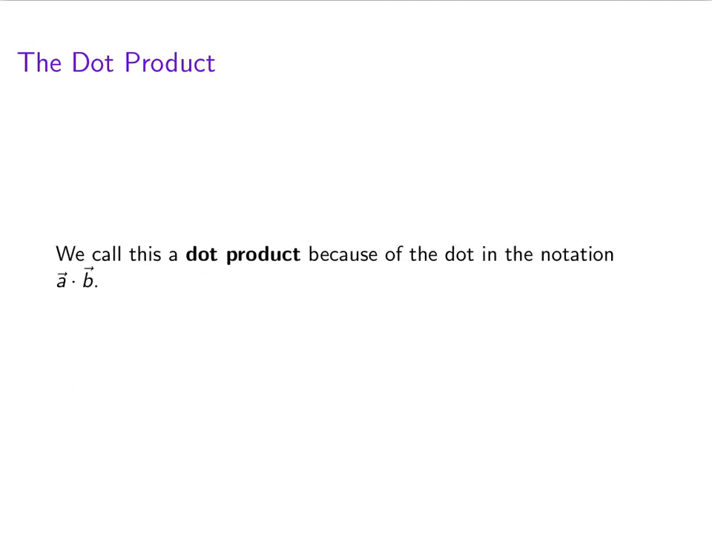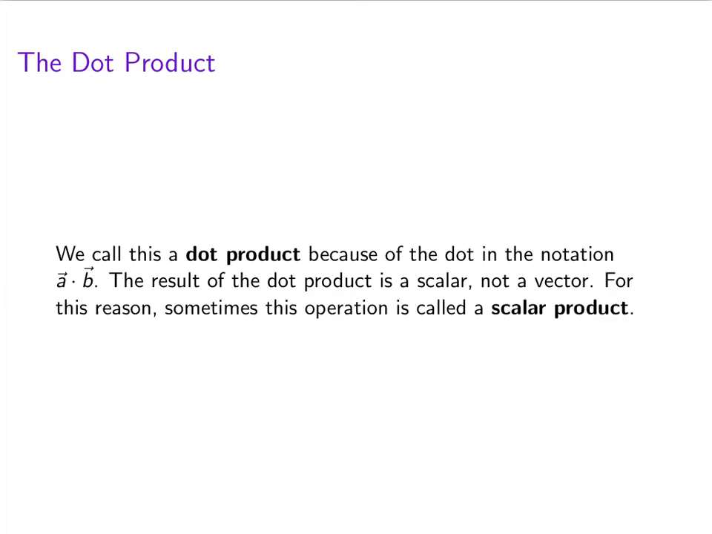Now we call this a dot product because of the dot that we use in the notation. Just this dot right here. Now the result that we get from a dot product is a scalar. It's not a vector. And for this reason, you will sometimes see the dot product called a scalar product.